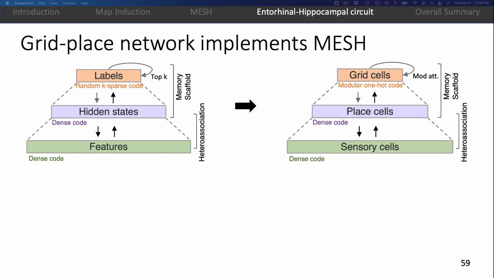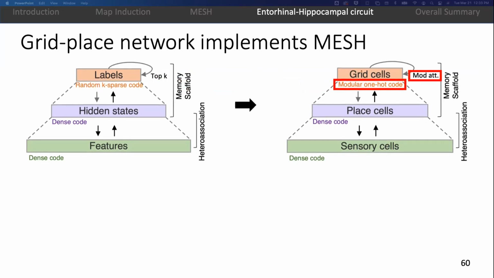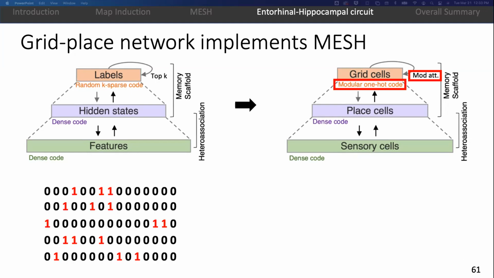So it turns out that if we look at MESH, which is on the left, we can very easily show that the grid place network actually implements MESH. So you can just take this top-k nonlinearity and replace it with this modular attractor dynamics. And the random k-sparse code in this MESH network can be replaced with modular one-hot code in the discrete grid network. Right? So grid cells come in modules, and here I'm showing those modules.